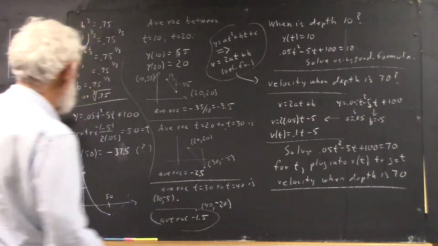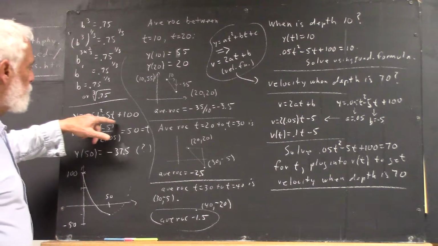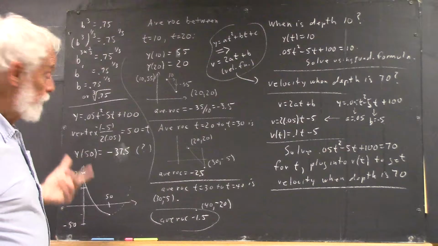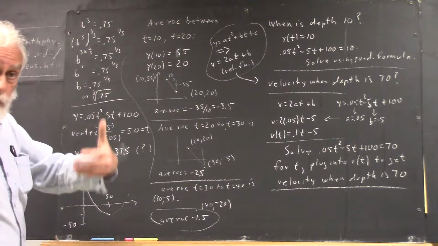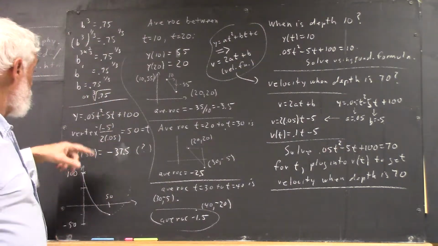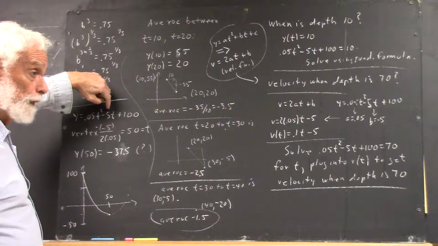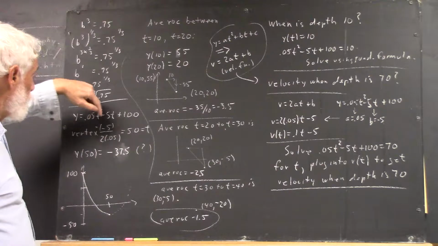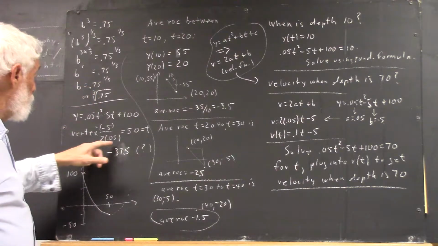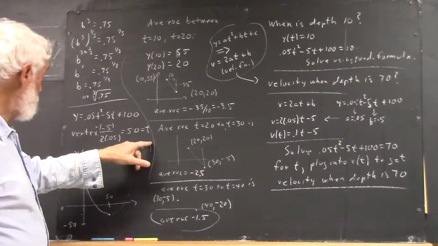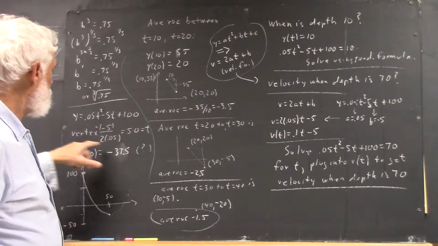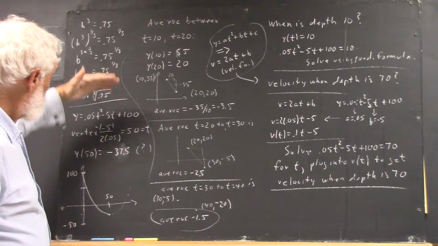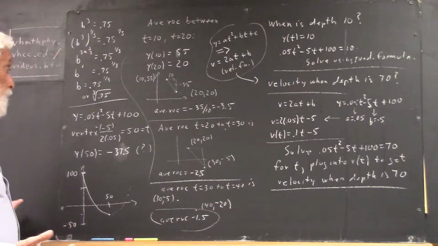If our depth function is 0.05t² − 5t + 100, then the vertex is at t = −b over 2a, which we calculate to be: b is −5, a is 0.05, so −b over 2a is the negative of −5 divided by 2 times 0.05, which is 50. And that's the time at which this depth model will reach its vertex.